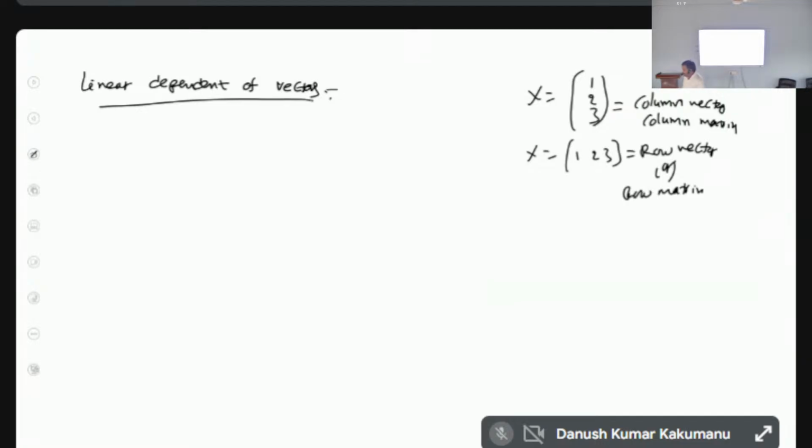What is the definition of linearly dependent vectors? Write down: two vectors are said to be linearly dependent if one vector can be expressed in terms of the other vector. You see here, x2 is equal to 2x1. Is it possible? Yes. If you write x2 in terms of x1, then it is called linearly dependent. Otherwise, independent.